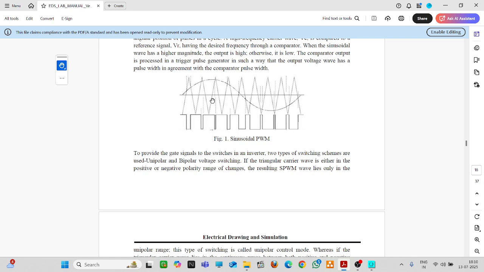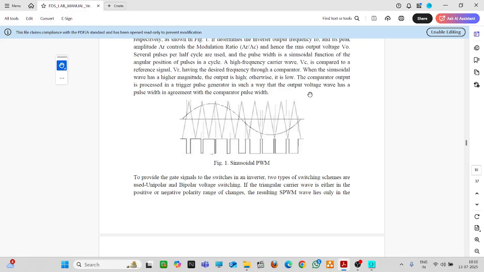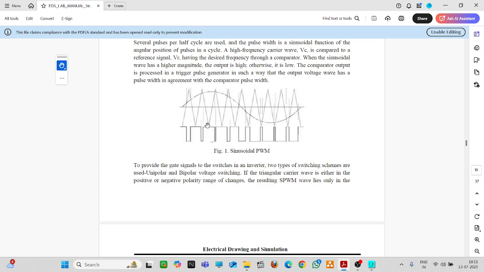So, what is the summary now? That to generate the gating pulses of SPWM inverter, you have to take two waveforms, that is a sine waveform and a triangular carrier waveform. The frequency and the amplitude of the carrier waveform is kept fixed, and the sine waveform amplitude can be varied from 0 to 1. The frequency is fixed for a sine waveform, that is 50 Hertz.